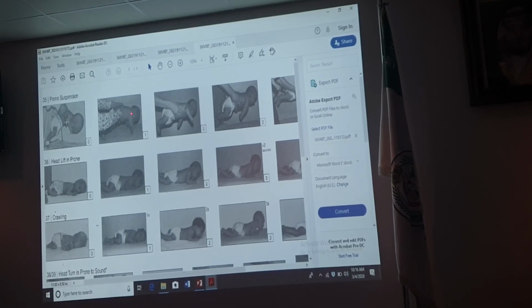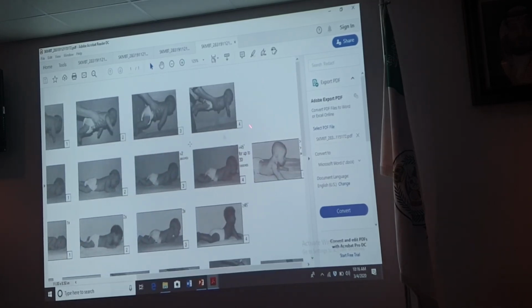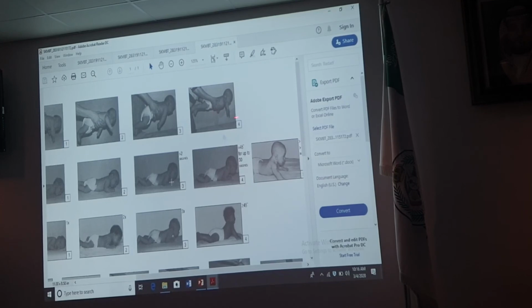Head is extending. Here head is extending, arm is also going for retraction. Lower limb, slightly flexion you will see. Here, lower limb flexion with the knee flexion. And then you see complete extension. If you see this, all these you will not see. So the moment you see this baby, it is considered as the most healthy one.